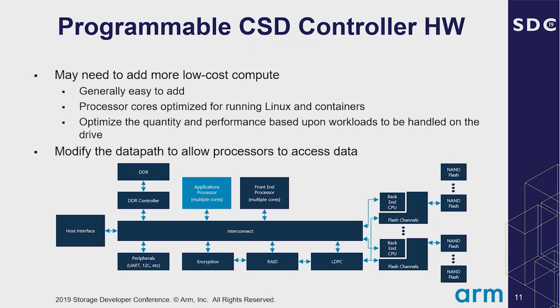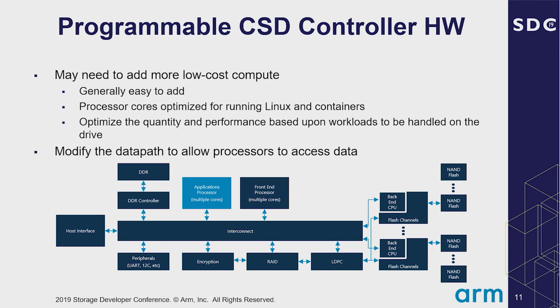So architecturally, how does that change the block diagram? Well, it's very similar, except that the difference is we've added some kind of applications processor in the light blue box. It may or may not be the same as your front-end processor. You just have more cores. Generally adding more cores is an easy task. It's not a significant effort.